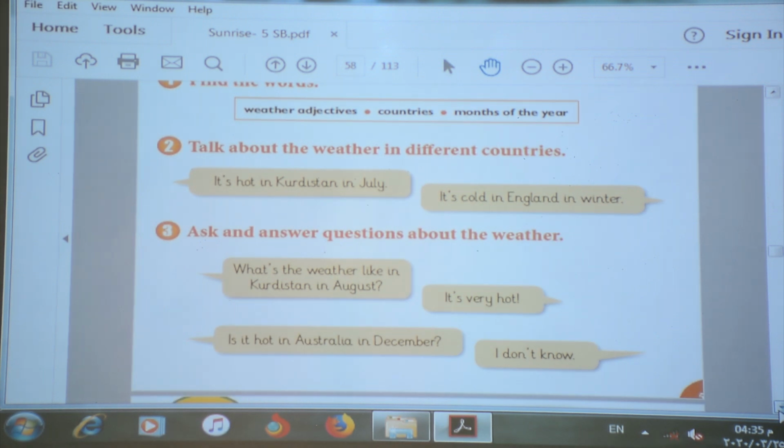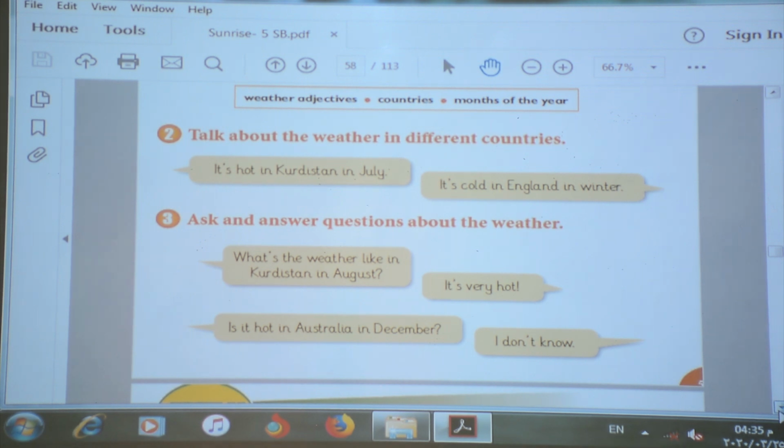And we have another conversation, ask and answer questions about the weather. Again, it's about the weather. What's the weather like in Kurdistan in August? It's very hot. Is it hot in Australia in December? I don't know. It's a conversation between two people. One of them asks and the other answers.